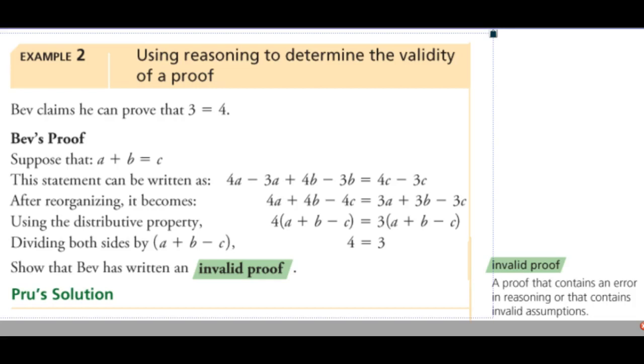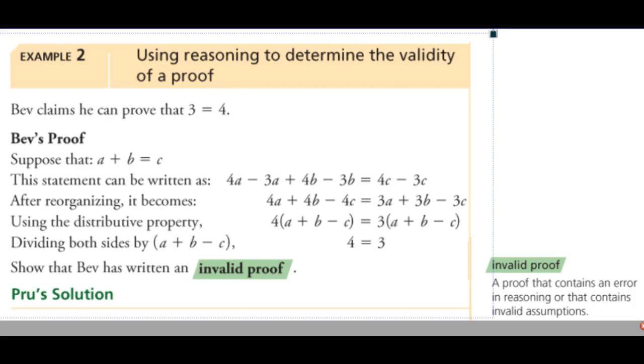Then what he did was combine what he could here. So he has 4A plus 4B minus 4C equals 3A plus 3B minus 3C. He put everything with the 4s on one side, and everything with the 3s on the other side. All he did was add this to the other side, subtract this over, and add this to the other side, so that everything with the 3s is on one side, and everything with the 4s is on the other.